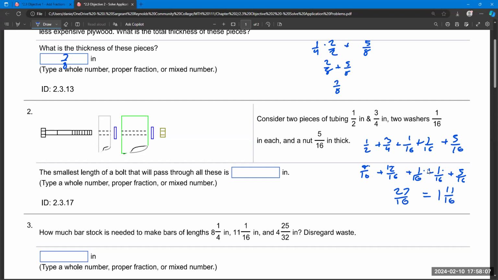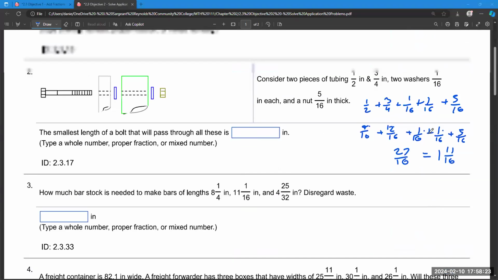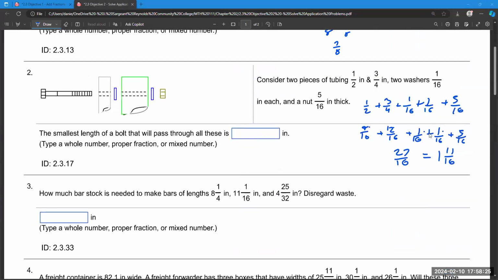And the smallest bolt that would pass through it is going to be 1 and 11/16 inches. They're going to measure the bolt. They're not going to say 27/16. They're going to say 1 and 11/16. So that would get me just to the end of that nut there without any bolt hanging off at the end.